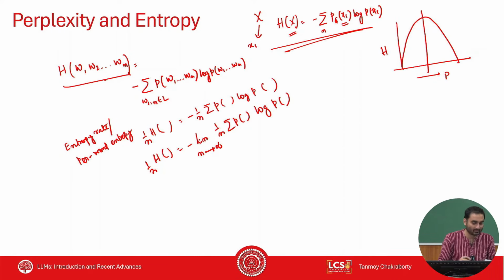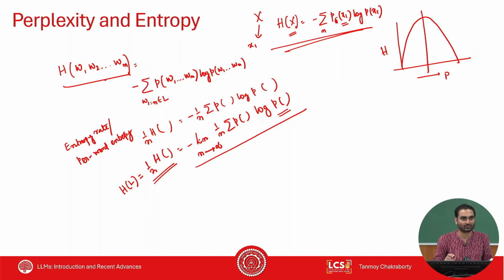Remember here, language is a stochastic process. What's a stochastic process? It generates tokens based on some distribution. And the distribution is something which we do not know. P is a distribution that we do not know. So this is the entropy rate, and we denote it by H of L. Now H of L is this one. So far so good. Now we will apply a theorem.